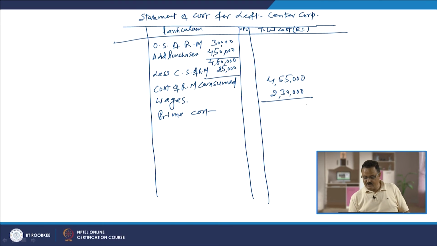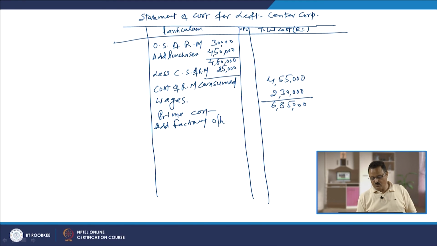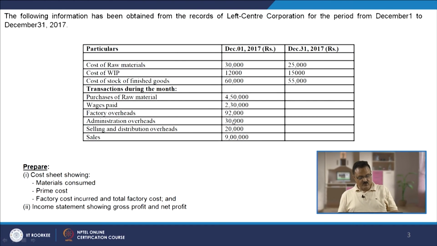And how much is the prime cost? It is 685,000. Prime cost is 685,000. Then we are given the factory overheads. Add factory overheads. Now, how much are the factory overheads here? Factory overheads are only 92,000.